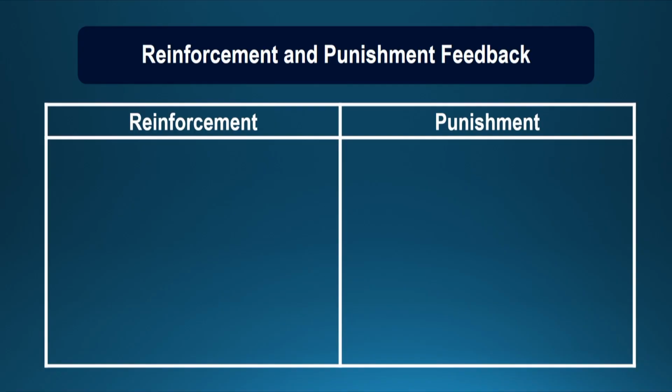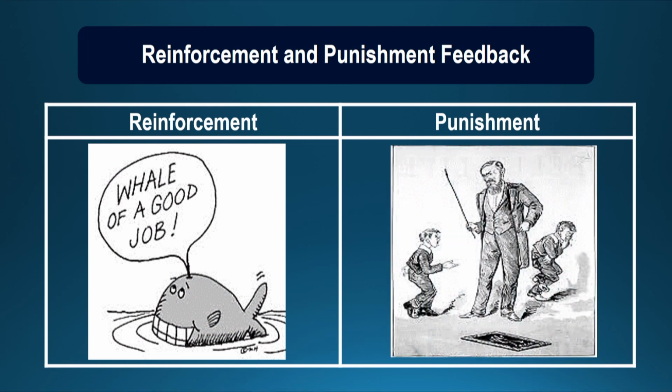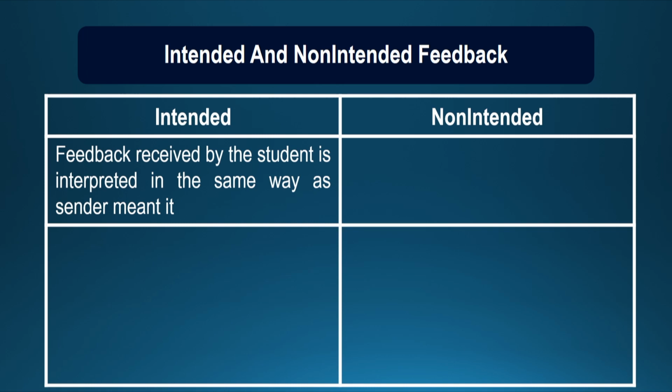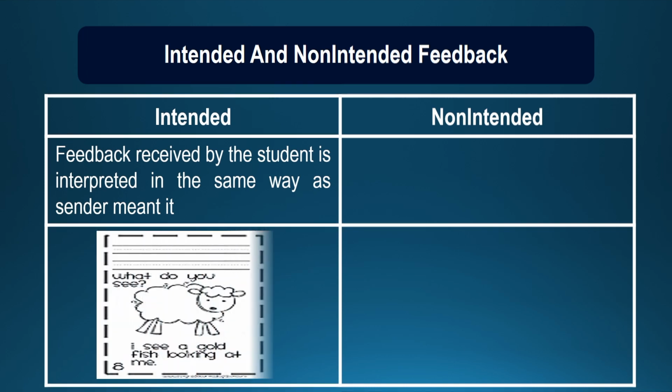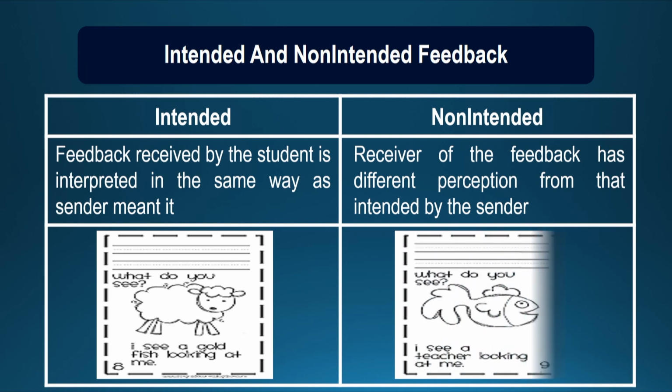An example of reinforcement feedback is the teacher providing very positive comments to the student to motivate the student for the aspect of learning, and punishment is given to the student for the inappropriate and incorrect responses. Intended and non-intended feedback is also provided to the student in the classroom. Intended feedback is received by the student and interpreted in the same way as the teacher meant it, and the teacher needs to avoid non-intended feedback. Maybe the student interprets the message of the feedback in some other sense that is not intended by the teacher.